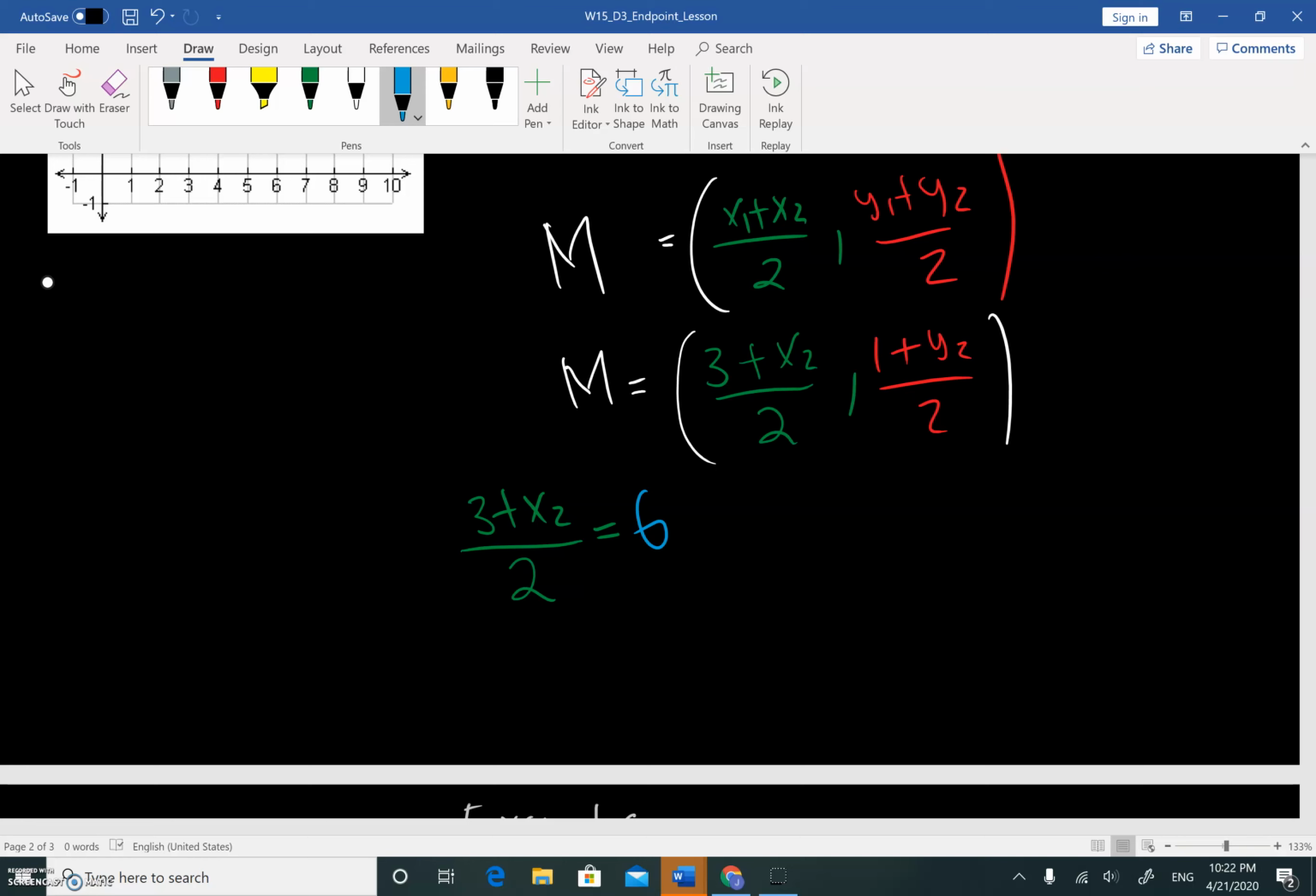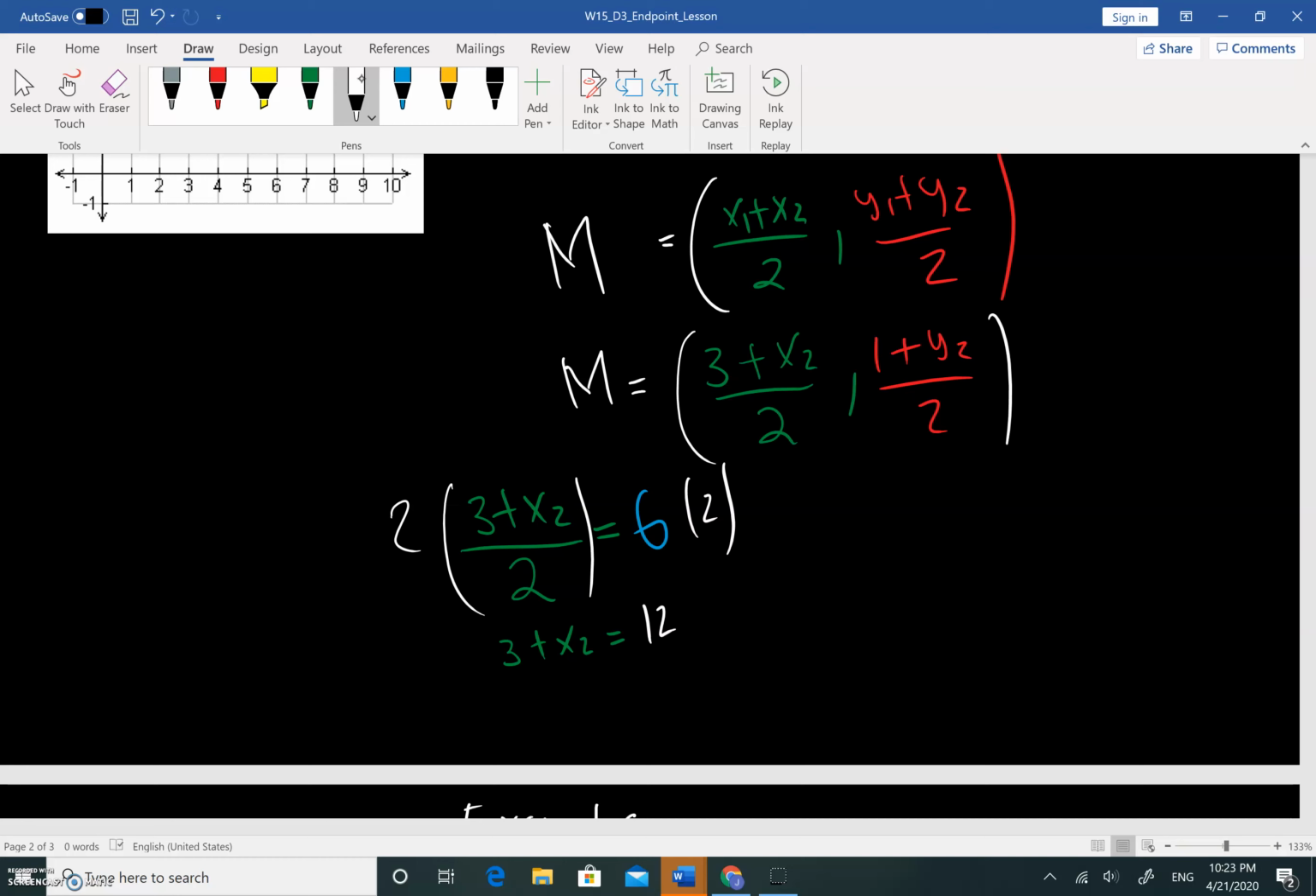So how can I use algebra? If you notice, what we're doing to the x2 is adding 3 and then dividing by 2. So we're going to use inverse operations, which means we have to do the opposite. The last thing that we did to the x2 was divide it by 2, so we have to get rid of the dividing by 2. What's the opposite of dividing by 2? That is multiplying by 2. So I multiply by 2 on both sides, and this gives me 3 plus x2 is equal to 12.